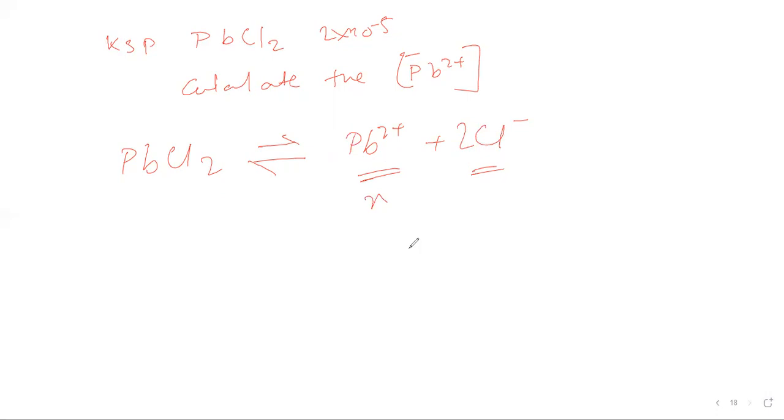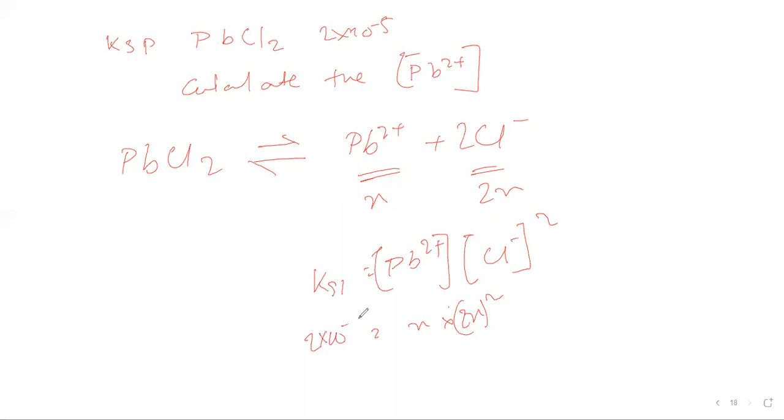So let's take that as X, and that means Cl- is going to be what? Twice of X, since the molar ratio is 1:2. So the KSP is going to be simply [Pb2+][Cl-]^2. So that means X times 2X squared, 2X squared, and the KSP value is 5. And solving from here, we get the value of X as 1.71 x 10^-2.